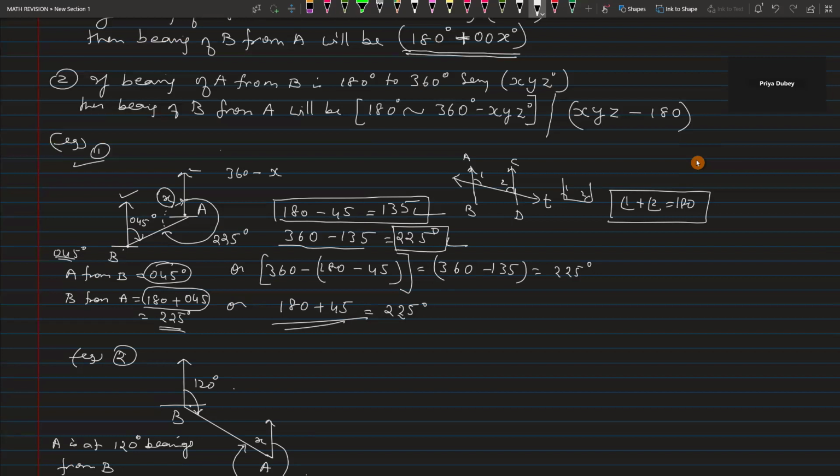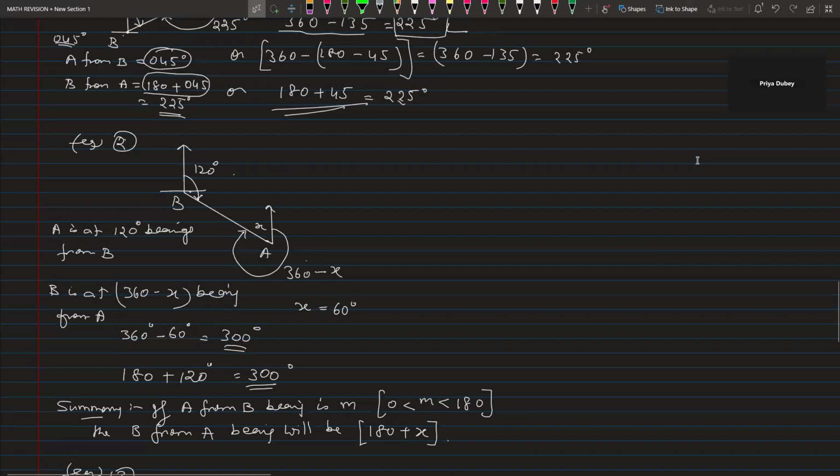Good. Let us go for the next question. Looking at this question, can you tell me this 120 degree is indicating what? Is it a bearing of A from B or B from A? It's A from B. Very good. So A from B is given as 120. My question is to find the bearing of B from A.